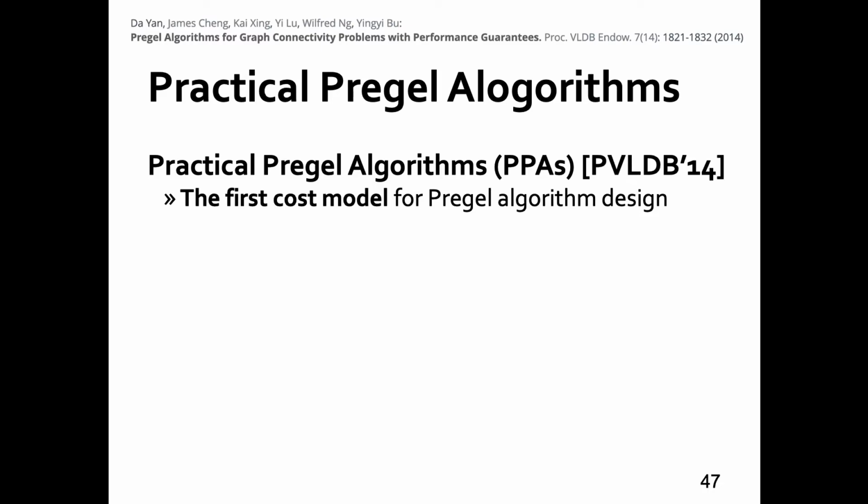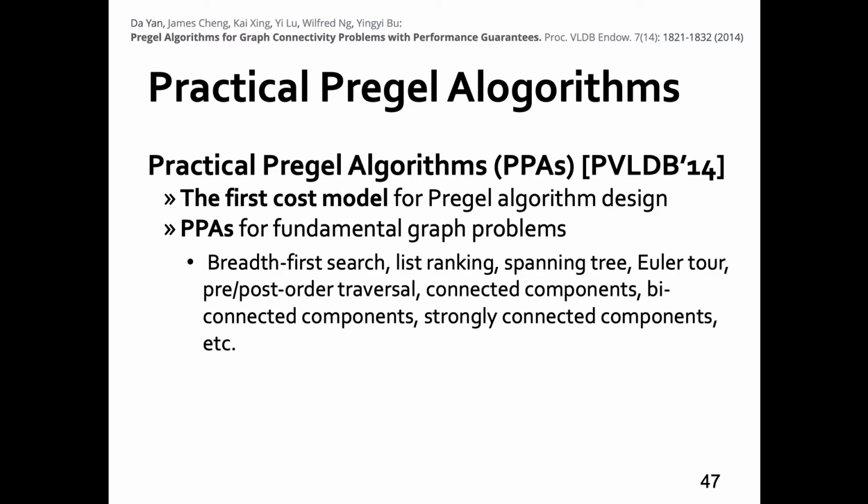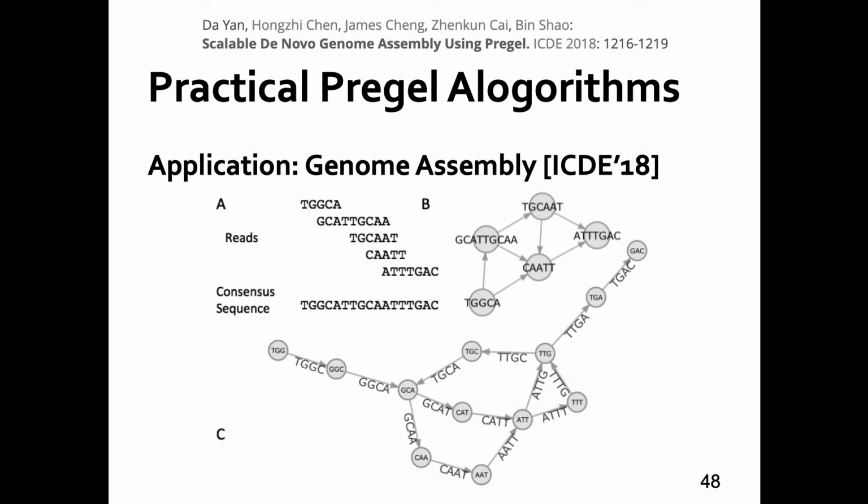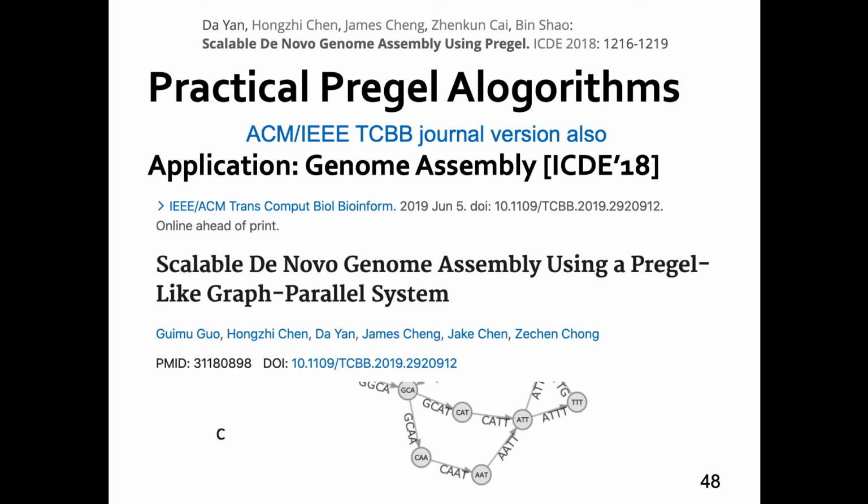In this PVLDB 2014 paper, we proposed the concept of PPA, which is a class of scalable Pregel algorithms that run for a logarithmic number of iterations, and each iteration has a linear cost. We designed PPAs for a series of fundamental graph problems, such as list ranking and connected components. And these PPAs can be used as building blocks to implement PPAs for other more advanced graph problems. This work was highly commented on by peer researchers, such as in this slide from a tutorial in VLDB 2014. The list ranking and connected component PPAs have been applied for genome assembly in our ICDE 2018 short paper. An extension of this work has also been accepted by TCBB.